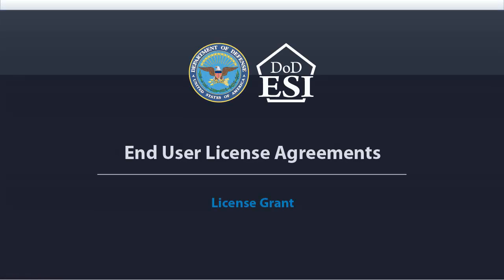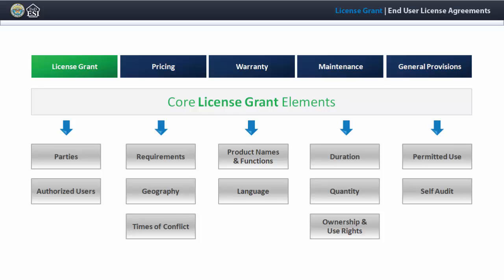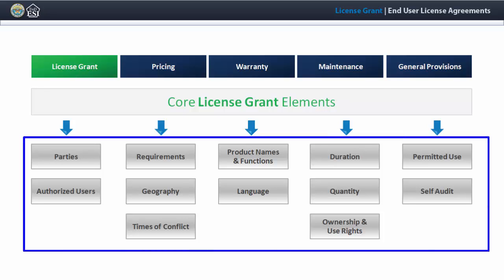The license grant section of a EULA is where the most important business terms can be found. These are the key terms and conditions that are specific to your requirements, your financial investment, and your particular acquisition. The 12 elements of a license grant will be discussed in this tutorial.